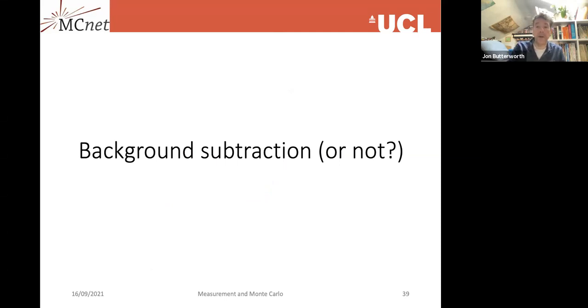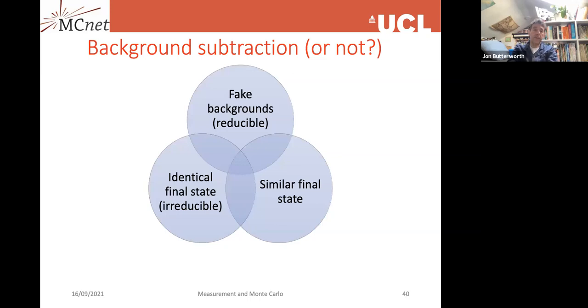Again, I apologize for the bias in the examples chosen. The final topic I'd like to discuss is this business of background subtraction, what does that mean, and whether we should do it or not. So the backgrounds in an experimental paper, it's a word that will be used for a bunch of different things. There are fake backgrounds, which are what we call reducible.